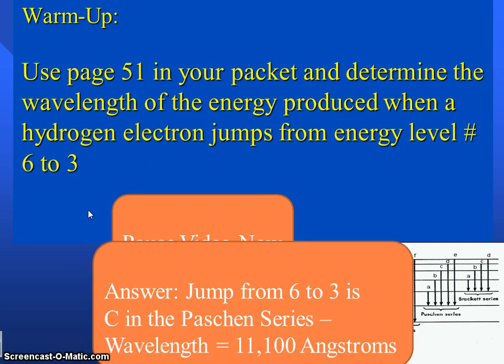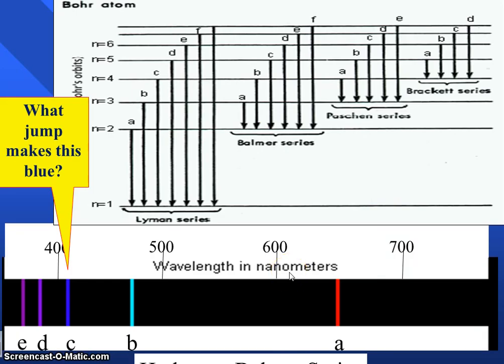Okay, if you've used your charts correctly, you'll see that the arrow jumping from 6 to 3 is letter C in the Paschen series. And if you go up to the top of the page, find the Paschen series, see the lines, and find the line that's labeled C, and you'll see that it has a wavelength of about 11,100 angstroms.